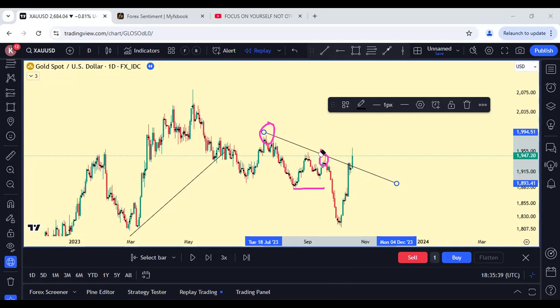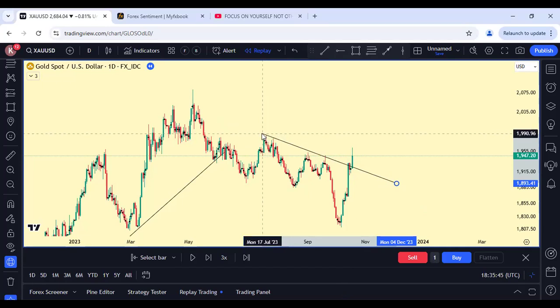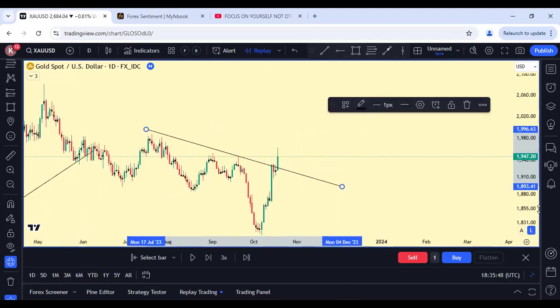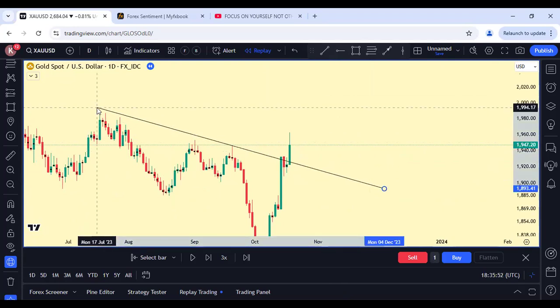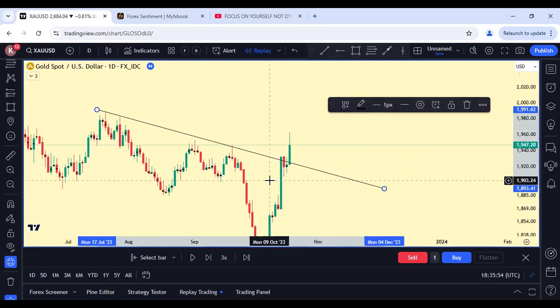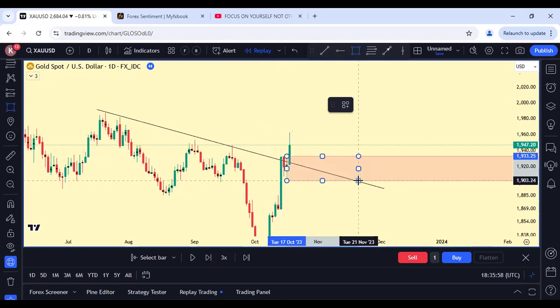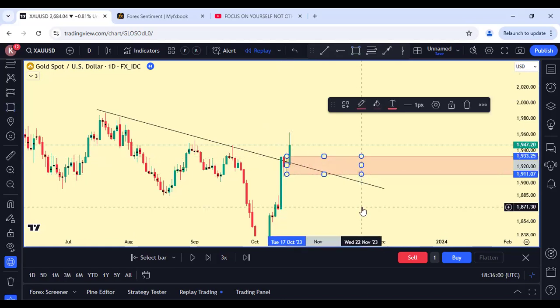So let's play further. Right now, how do we spot our zone right here? This has been removed. Sorry, the trend line, I beg your pardon, has been removed. So right here, we have a demand zone.